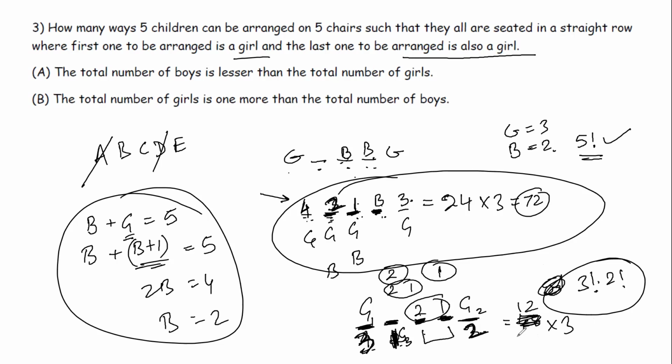Right. And so this answer would be incorrect because there is a condition that the first and the last has to be the girl. Correct. So this is incorrect. So B answers, C is out, E is out. B is the answer.